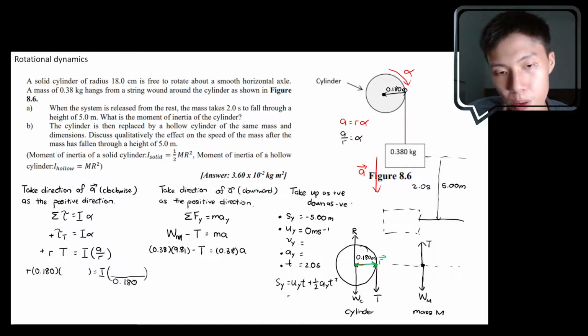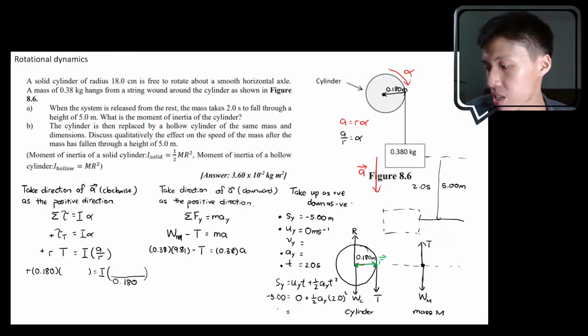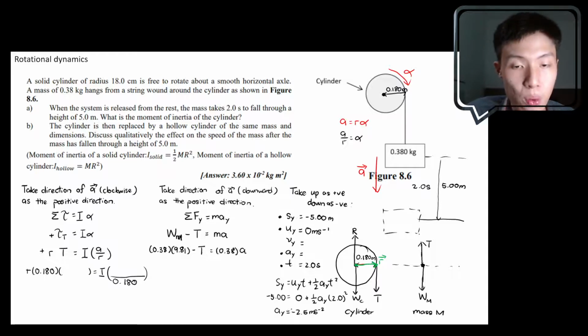squared. If you perform the substitution, it will be negative 5.00 equals 0 plus half Ay times 2.0 squared. Using your calculator, you should get Ay to be negative 2.5 meter per second squared. If Ay is negative, then we know that negative means it's downward. That's why if you write it as a vector, the acceleration here will be 2.5 meter per second squared, pointing downward.